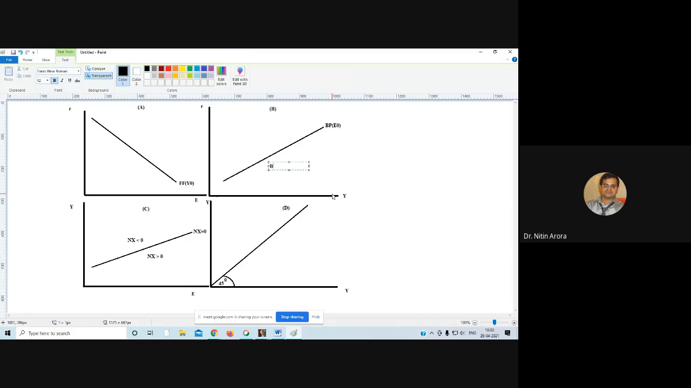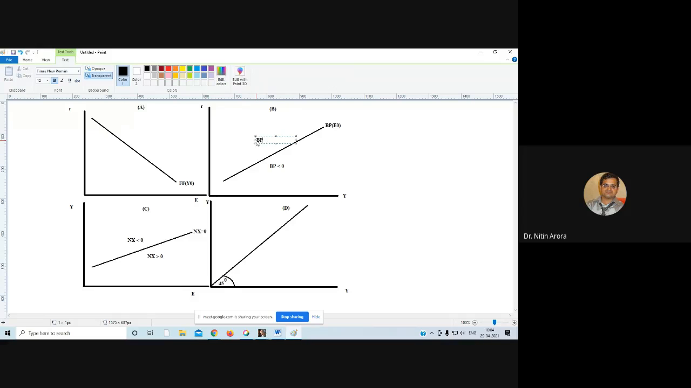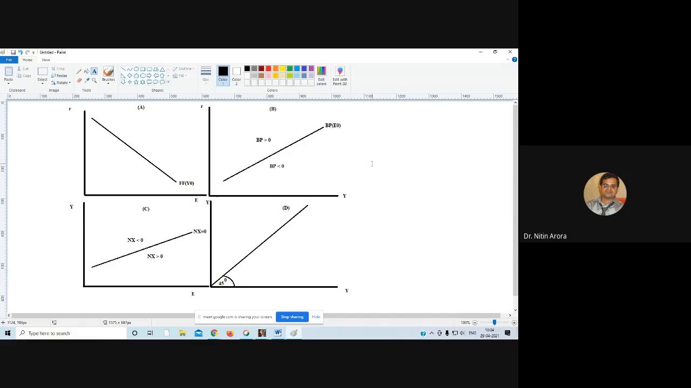BP is in deficit, as I told you yesterday, if we are at the right of the BP curve, and BP will be in surplus if we are to the left of the balance of payment curve. Why is this the case?